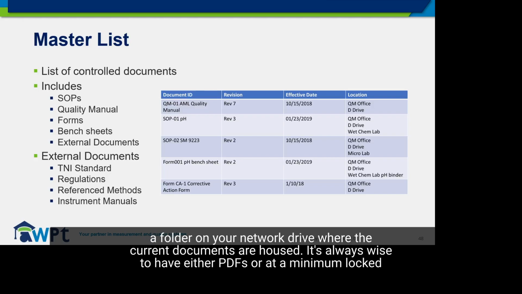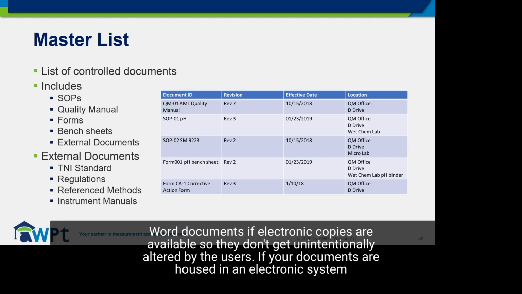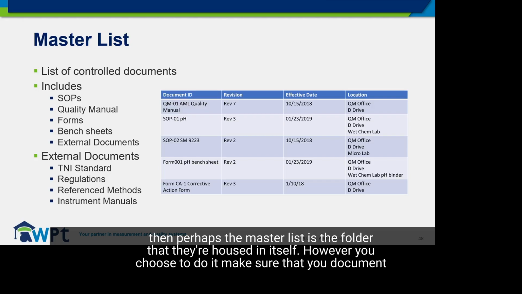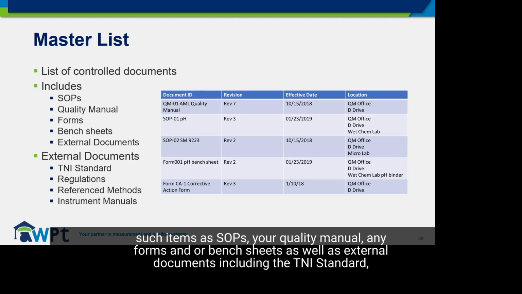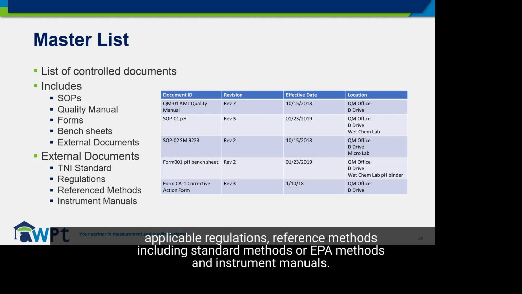It's always wise to have either PDFs or, at a minimum, locked Word documents if electronic copies are available, so they don't get unintentionally altered by the users. If your documents are housed in an electronic system, then perhaps the master list is the folder that they are housed in itself. However you choose to do it, make sure that you document the how in your quality manual or additional SOP when you describe your document control system. Please ensure that your master list includes such items as SOPs, your quality manual, any forms or bench sheets, as well as external documents, including the T&I standard, applicable regulations, reference methods, including standard methods or EPA methods, and instrument manuals.